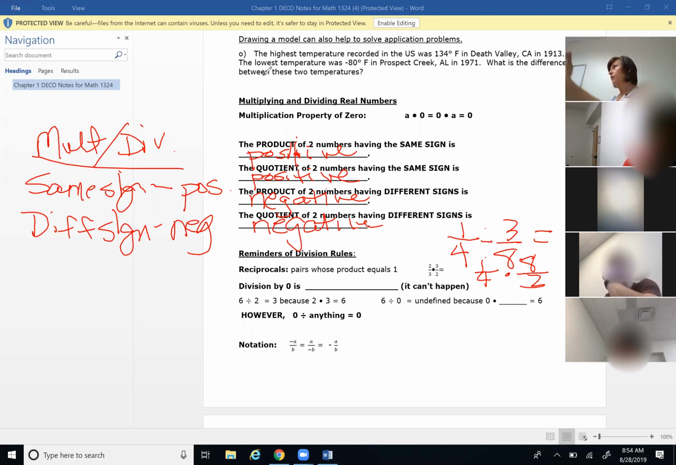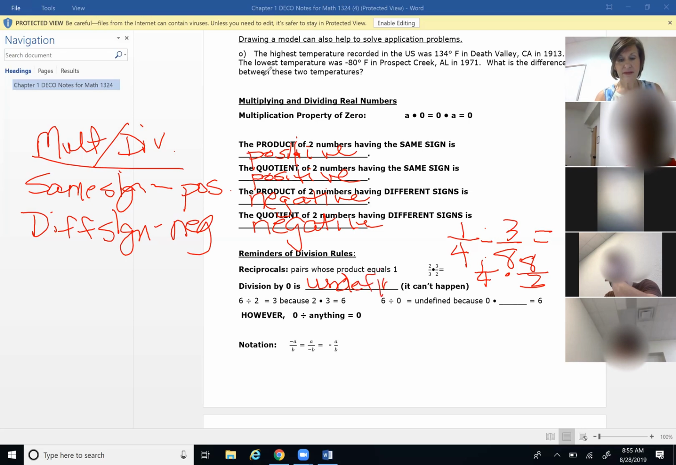So that's why we've got to make sure we remember that anytime there are fractions involved, we're going to use this. And the only difference now is some of those fractions may have negative signs, where we didn't look at any negative signs last class. But I do want to remind you why division by 0 can't happen. It is undefined. It can't happen.